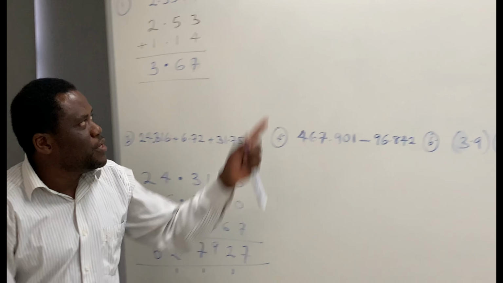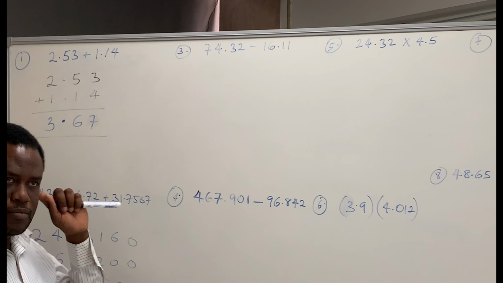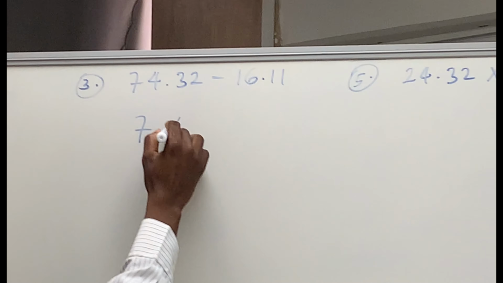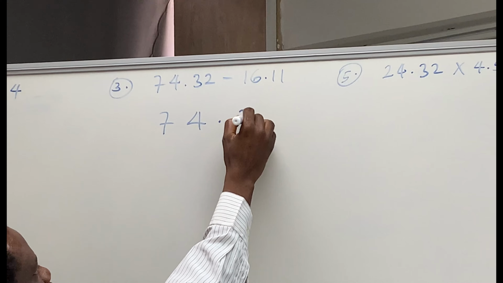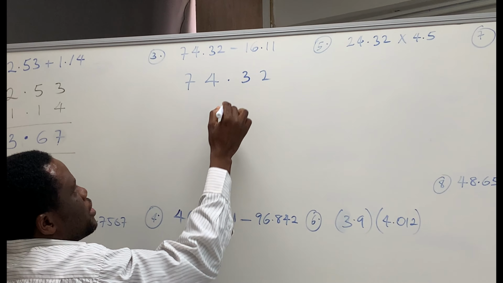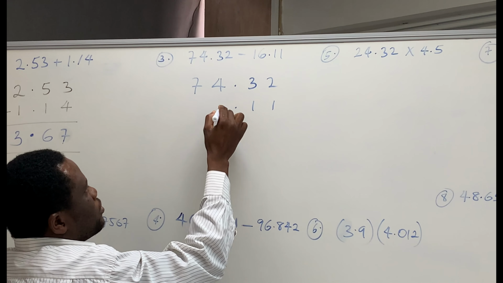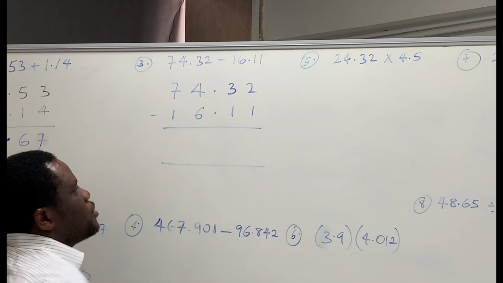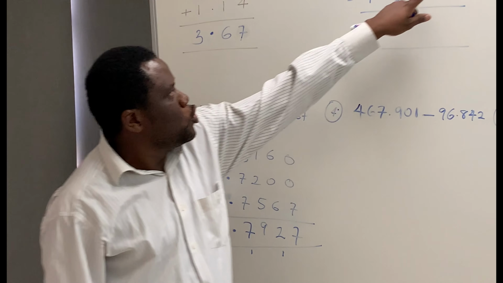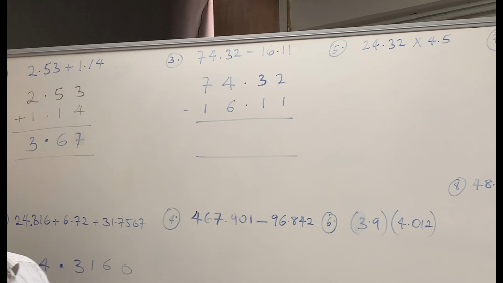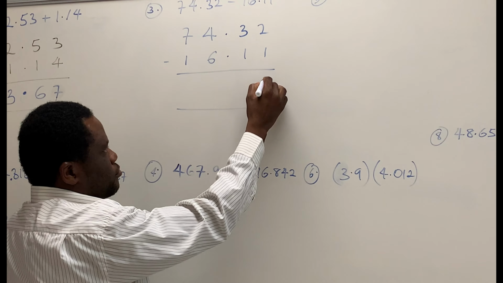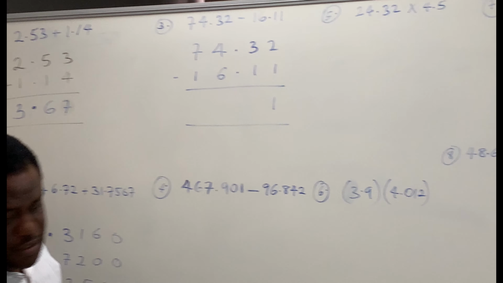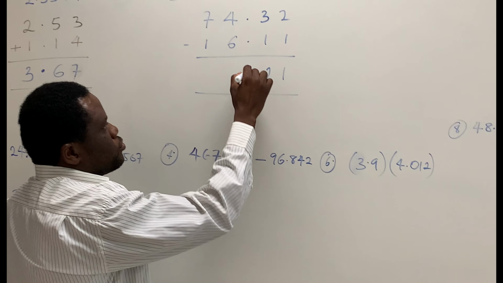Now let's look at an example under subtraction. The bigger one must be up, right? So we have 740.32 and this one is 0.1161. Subtract. So minus, right? 2 minus 1 gives us 1. 3 minus 1 gives us 2.